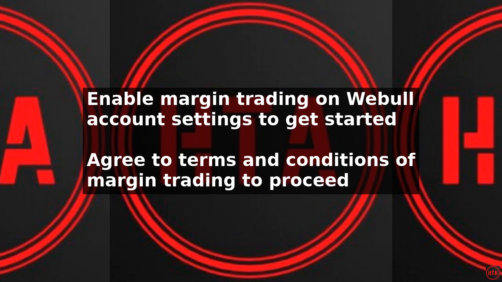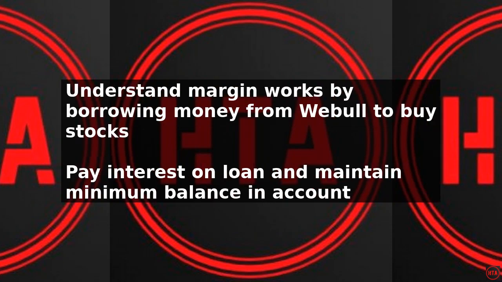Next, you need to understand how margin works. When you buy a stock on margin, you are essentially borrowing money from Webull to cover the cost of the stock. You will need to pay interest on this loan, and you will also need to maintain a minimum balance in your account, known as the maintenance margin.